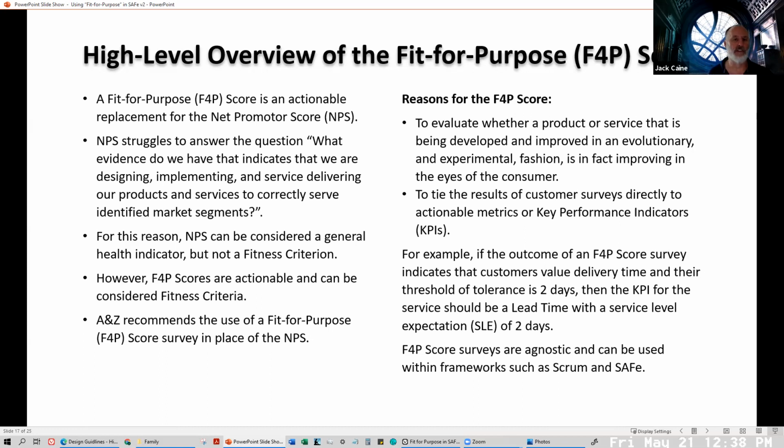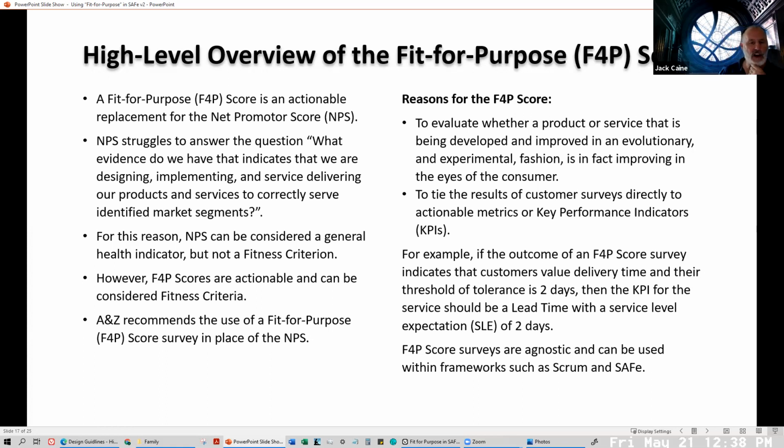It struggles to answer the question, what evidence do we have that indicates that we are designing, implementing, and service delivering our products and services to correctly serve the identified markets? NPS really struggles with that. And for that reason, NPS really can't be used as a fitness criterion. It's just that general health indicator. However, F4P scores are actionable and can be considered fitness criteria.